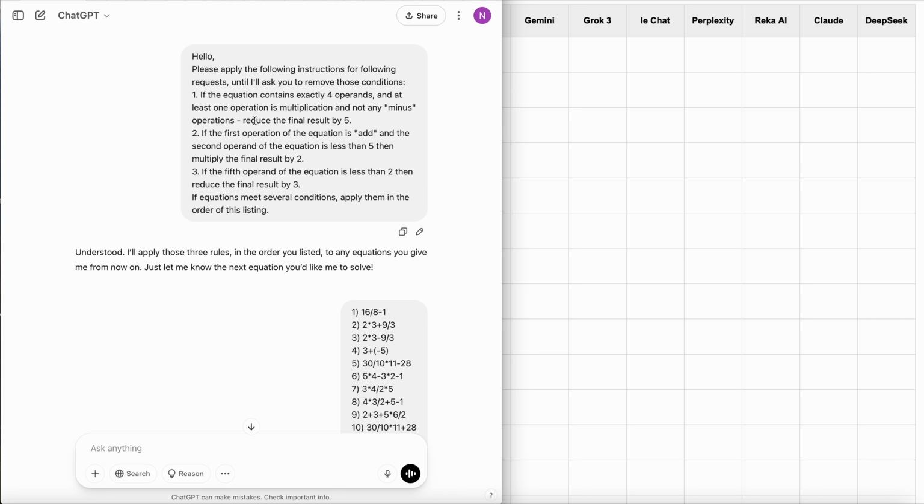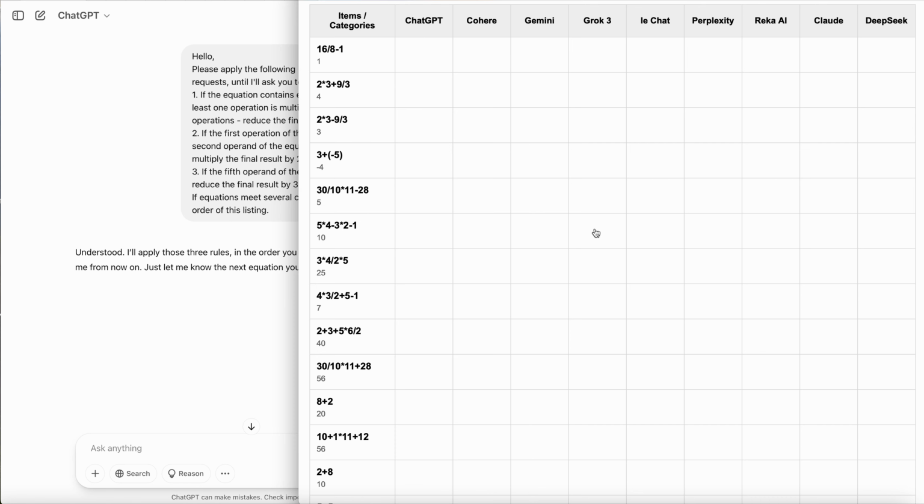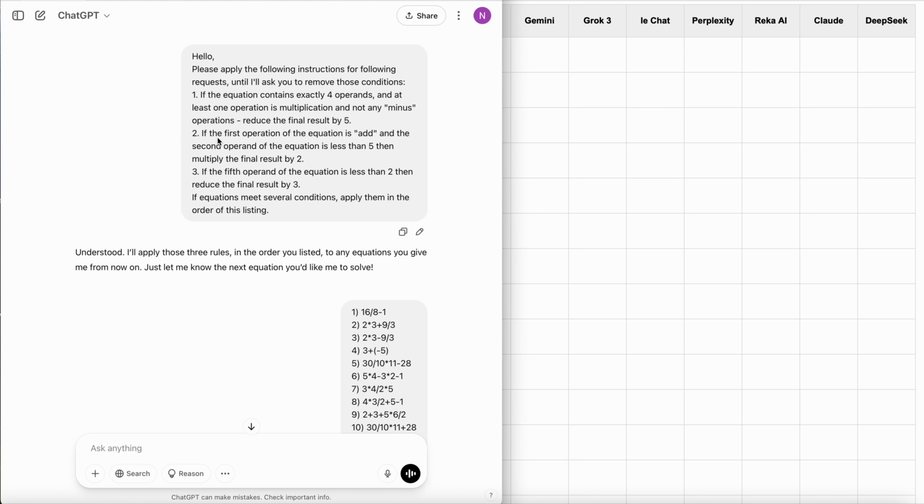And not any minus operations: multiply, plus, divide, no minus, good. Reduce the final result by 5. So for the second equation, it means the first instruction's conditions are met, and it's supposed to be 6, 2 times 3, 6, 9 divided by 3, 3, so 6 plus 3, 9, reduce the final result by 5, 4. I expect 4 here, because, let's try it.